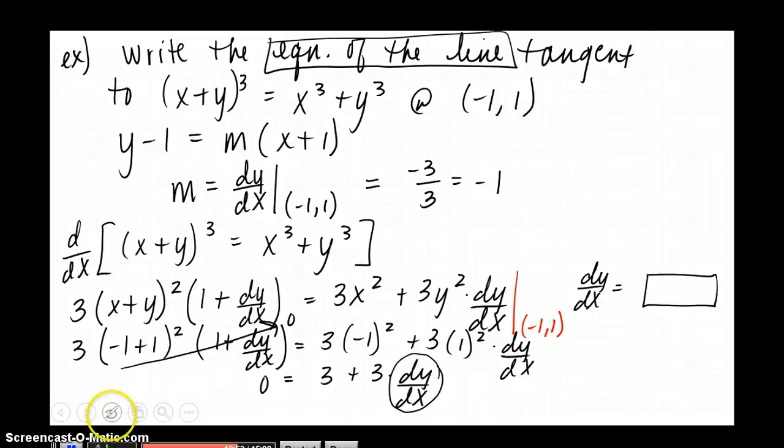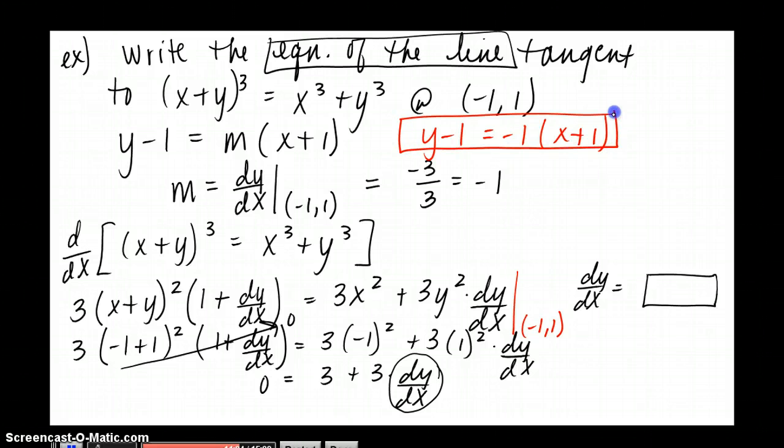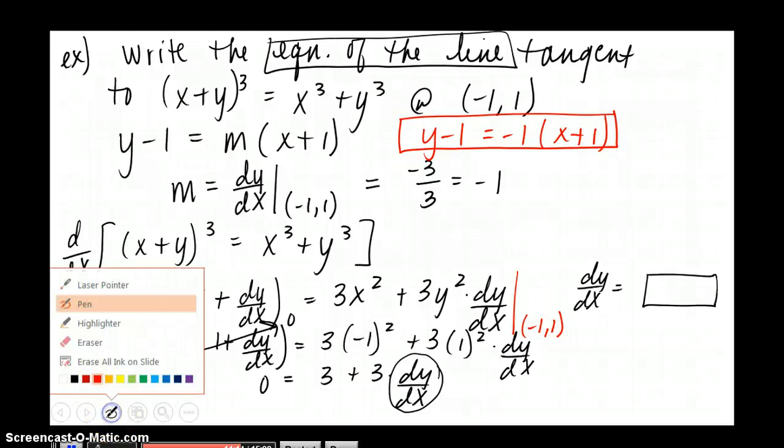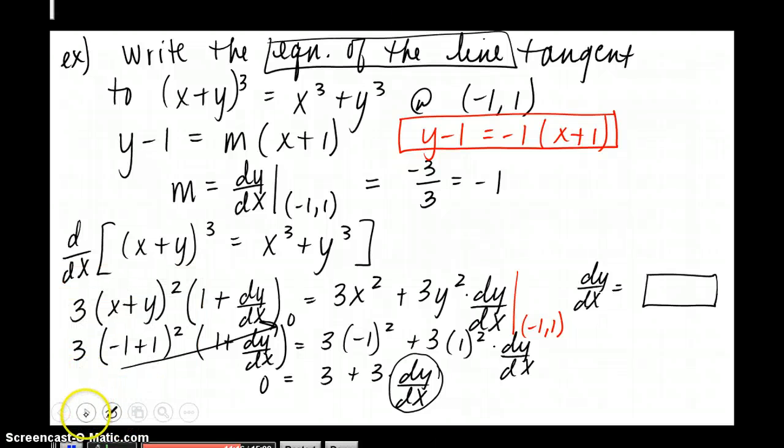So putting all this together, the equation of the tangent line: y minus 1 equals -1 times (x plus 1). Now we will continue to practice these in class.